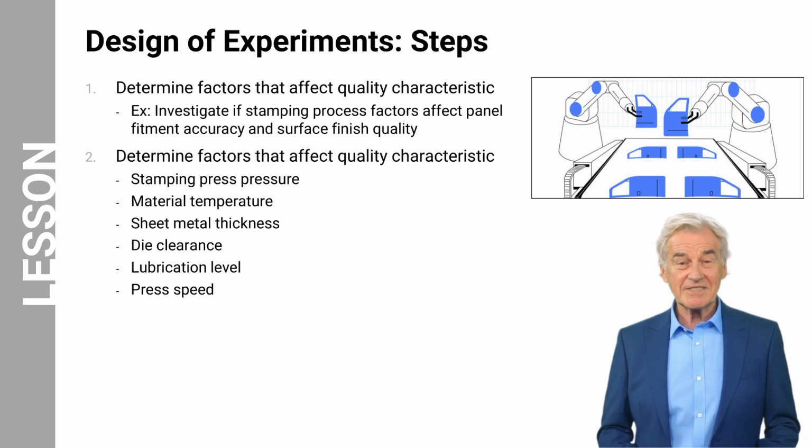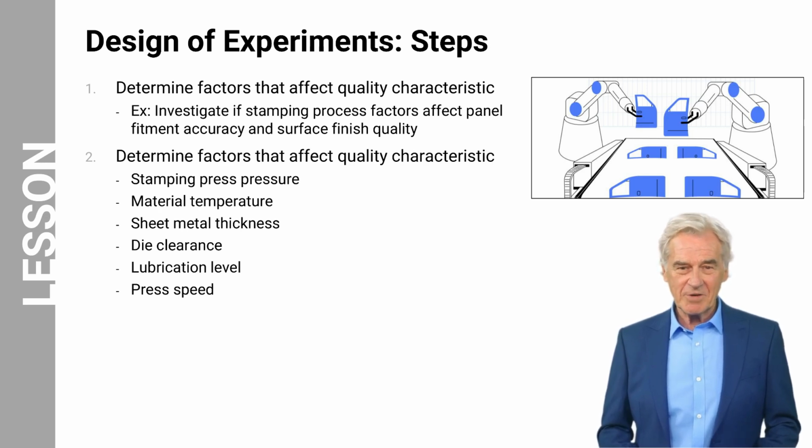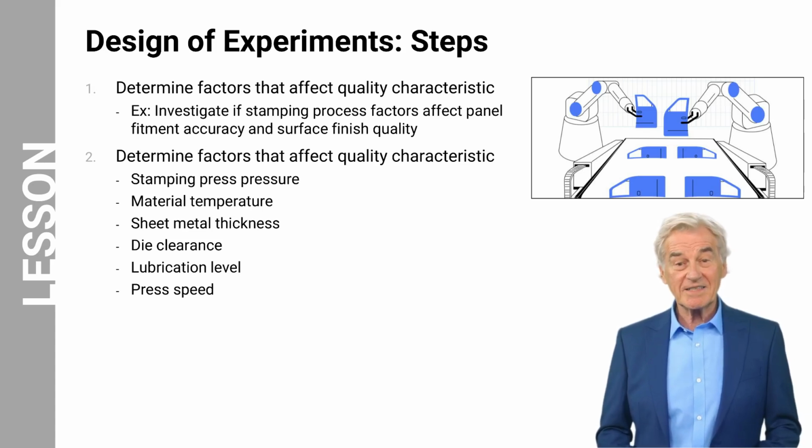Let us now discuss the various steps in the design of experiments. The first step in the design of experiments is to determine what problem you are investigating or the quality characteristic. An example could be investigating if stamping process factors affect car body panel fitment accuracy and surface finish quality. Next, the factors that could affect this quality characteristic are determined. The factors for this example could be the stamping press pressure, material temperature, sheet metal thickness, die clearance, lubrication level, and press speed.